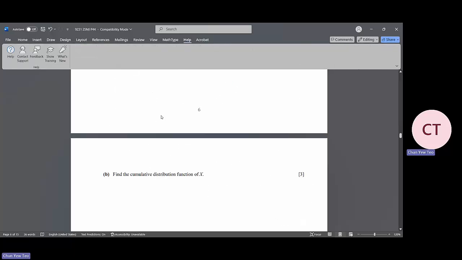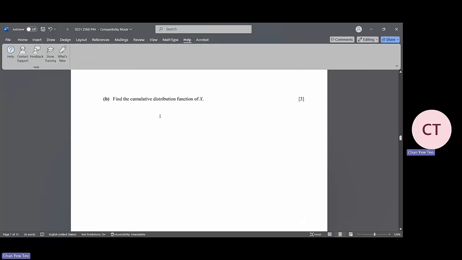Move on, we have b. We want to find the CDF of x. To find the CDF of x, for the interval 0 to 1, you will get F1 is equal to the integral from 0 until x of kx. Your k already shown is 6/17. So when you integrate, you will get this as 3/17 x squared.